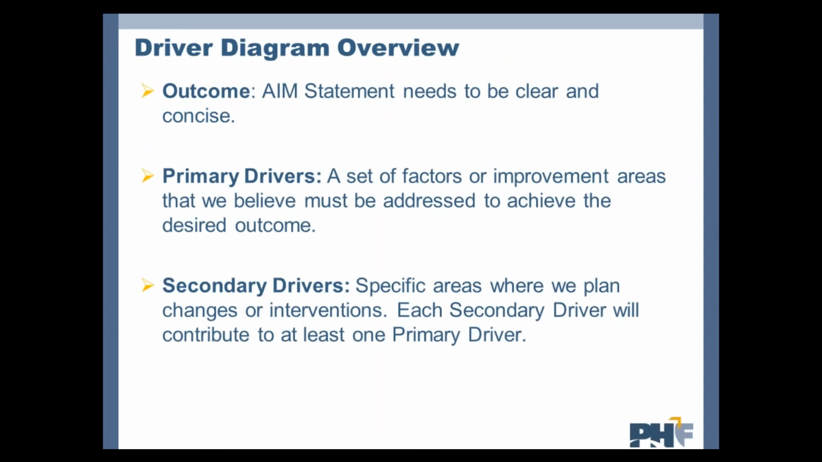So again, with the driver diagram, the outcome is the aim statement, and you really need to be clear and concise. The broader it is, the harder it is to narrow down the driver diagram. Primary drivers, we've talked about those. These are the key things that have to be addressed to get the desired outcome. And then secondary drivers are really specific areas where we're going to think of making changes in this case. The secondary drivers have to contribute to at least one primary driver.